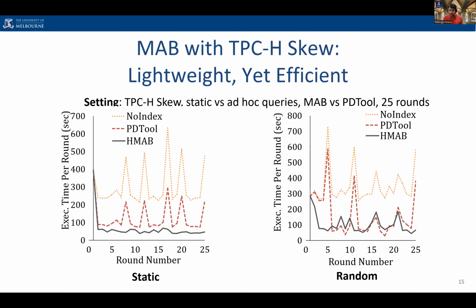To further understand this experiment, this graph shows the execution time per round for each tool. While the total workload time for the PD tool was higher than no-index due to high recommendation times, we can see that the PD tool is doing much better than no-index when we only consider the execution time. Still, HMAP performs much better than the PD tool. We can see a large spike from the PD tool at a few points due to wrong access path selection, impacting the running time of some TPC-H query 22 instances.